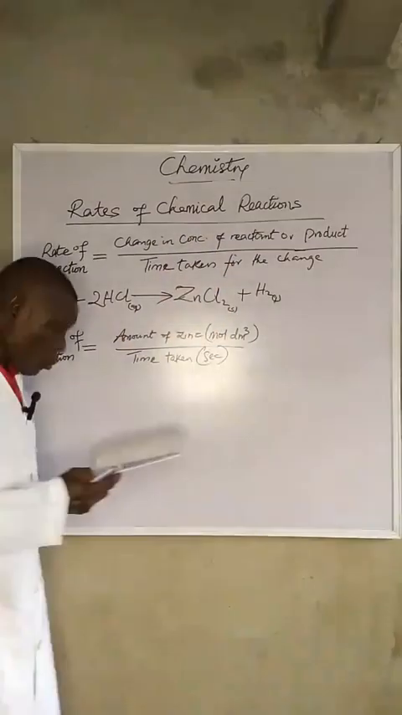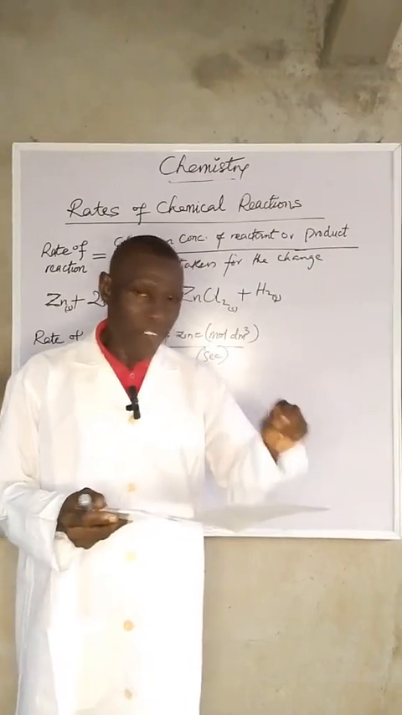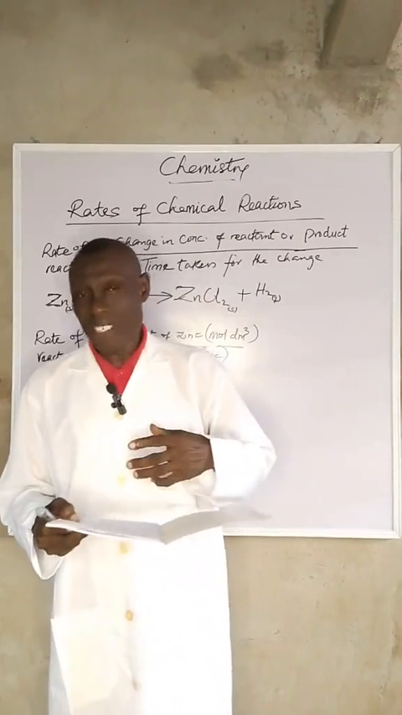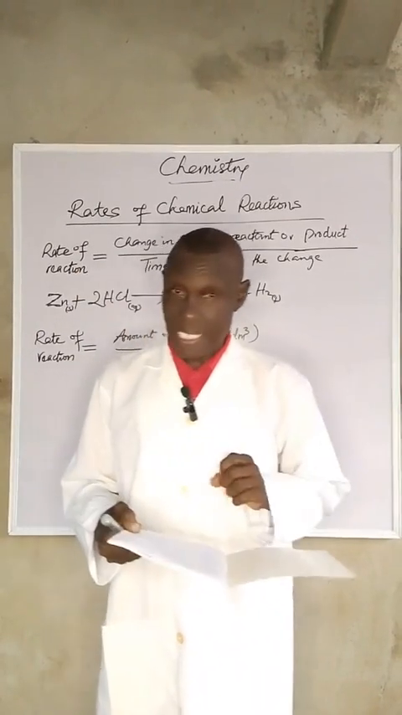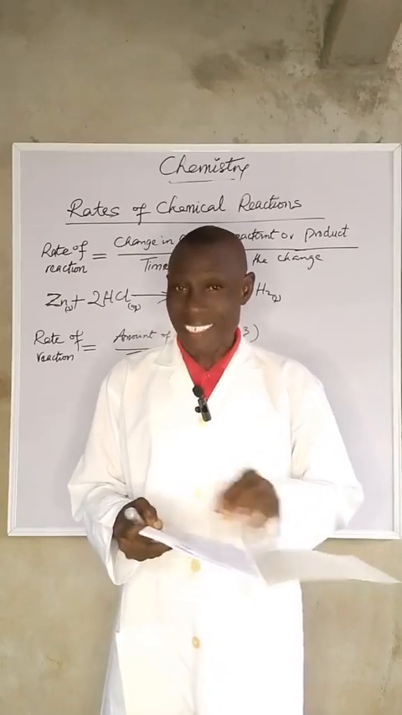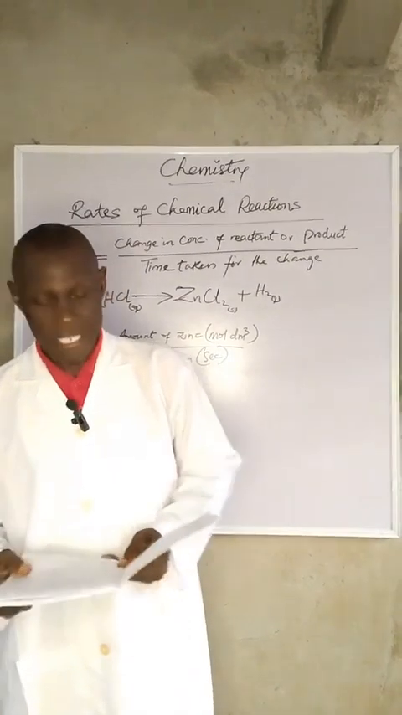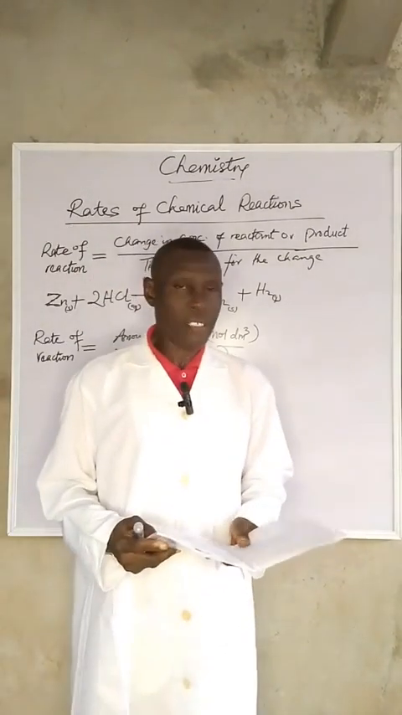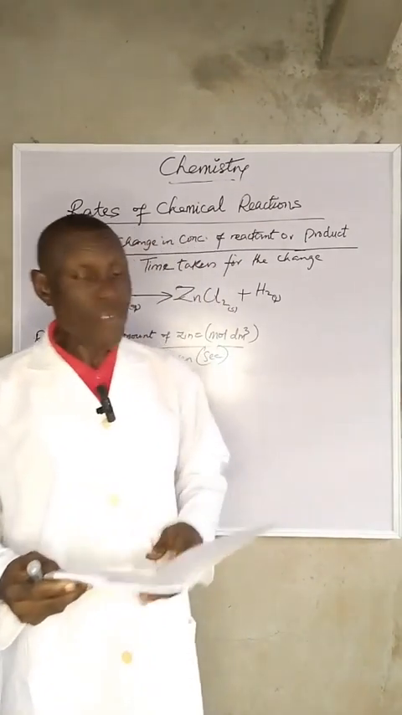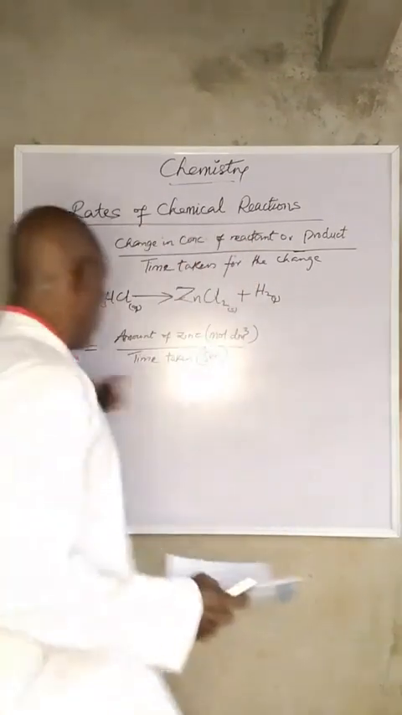One, by taking a given quantity or a given mass of the zinc, and then two, adding excess of hydrochloric acid to it, and then three, noting the time taken for all the zinc to be converted or reacted. When we have done that, we can now determine the rate of chemical reaction. So when we have done this, the reaction rate is now given by the equation as follows.